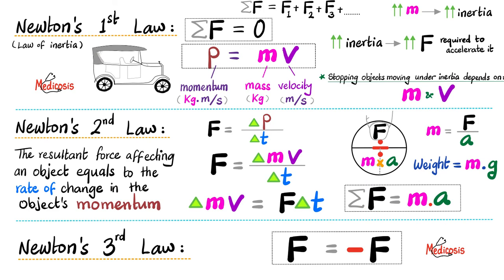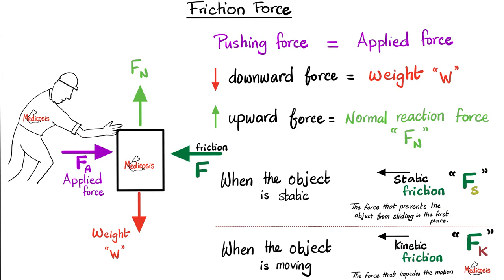F equals ma. Suppose that I'm trying to push this box, okay? I am pushing it with an applied force. Who's opposing me? Friction is opposing me. Weight is pulling that box downwards, and the normal force opposes weight. If you want to learn more about friction, the difference between static and kinetic friction, and what the coefficient of friction is, please watch my video titled Friction. Friction is a type of force. Force is a vector. It has a magnitude and a direction.